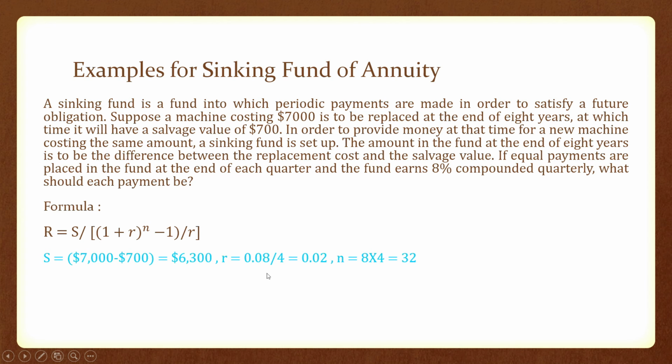The n is 32, because we have to pay 4 times every 1 year based on the sentence: if equal payments are placed in the fund at the end of each quarter. So we must multiply 8 years with 4. After that, put the information into the formula and the answer is $142.45.